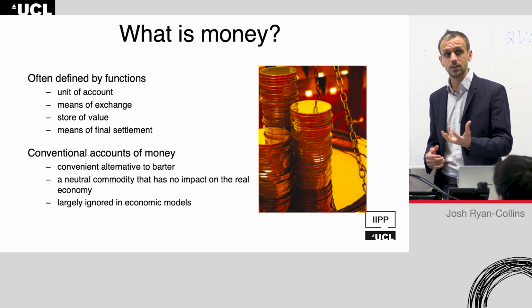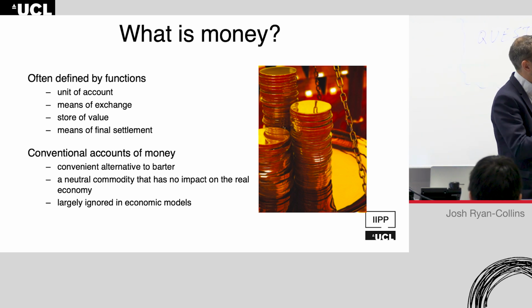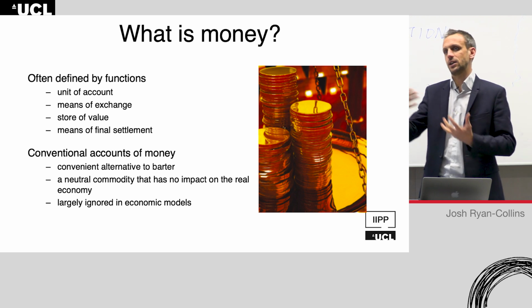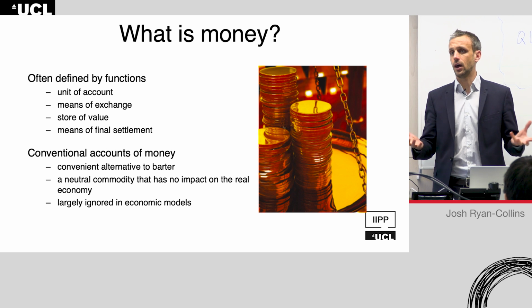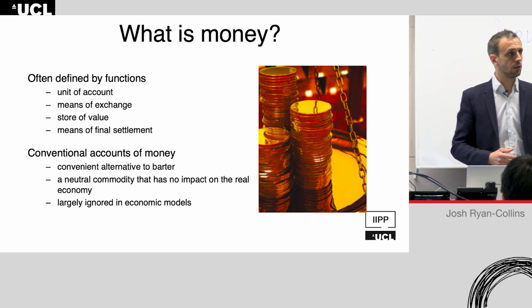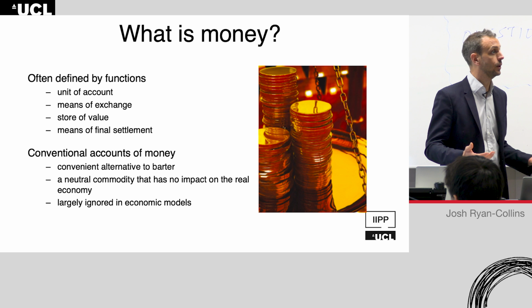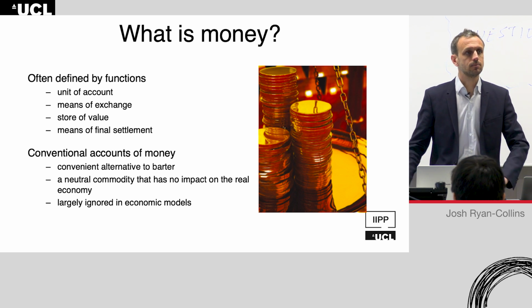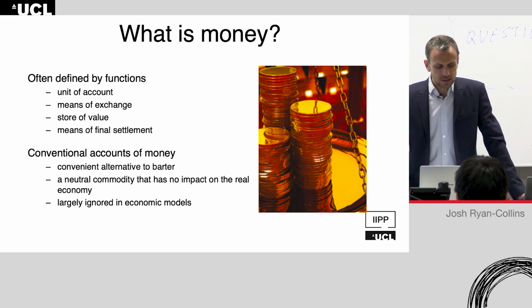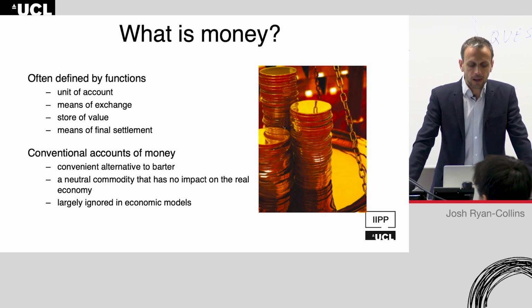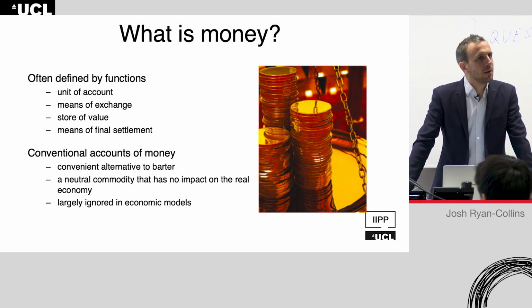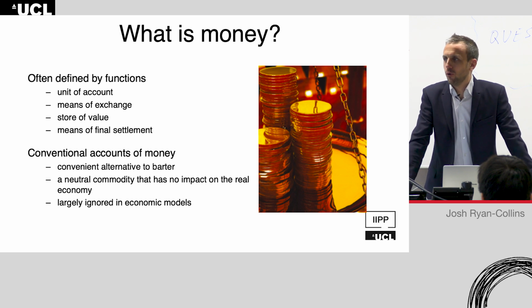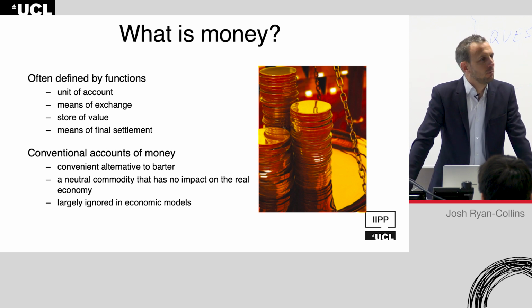It's a means of exchange. Because of this accounting function, it means we can exchange more easily with each other. It's also a store of value. It's a way of keeping wealth in a form that's highly liquid. You owe somebody something, you can easily pay them off with money. And it's also a means of final settlement. And by that I mean you cannot get anything else for money except more money.